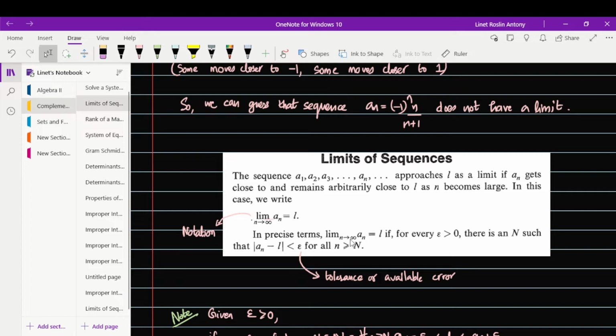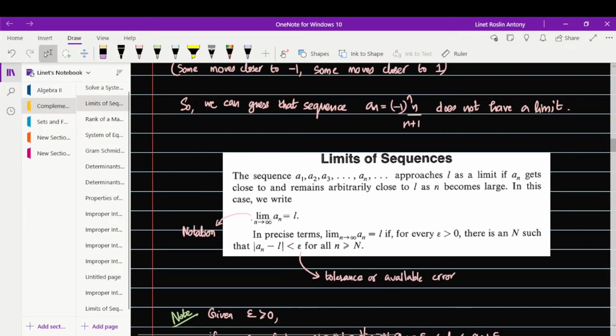In precise terms, we can use an epsilon-N definition. Limit n tends to infinity, an is equal to L. When is this going to happen? For every epsilon greater than 0, if we can find a capital N belonging to natural numbers such that whenever a small n is greater than or equal to capital N, modulus of an minus L is strictly less than epsilon. Usually this epsilon is called the tolerance or allowable error.